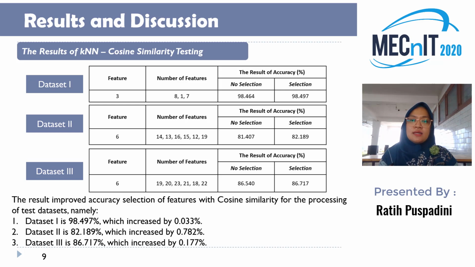Namely, dataset 1 is 98.497%, which increased by 0.033%. Dataset 2 is 82.189%, which increased by 0.782%. Dataset 3 is 86.717%, which increased by 0.177%.